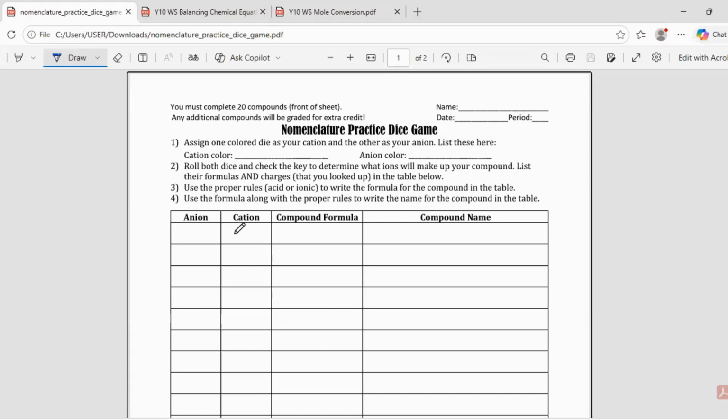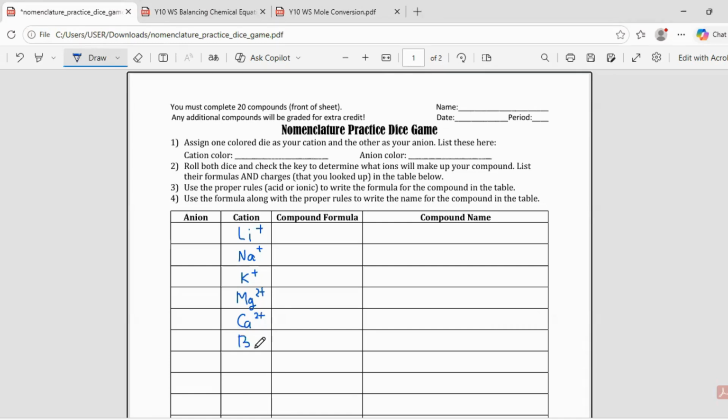For the cations, we can start with group 1. I have lithium Li+, Na+, K+. And then I will just use the first three ions in each group. For group 2, I have magnesium Mg2+, calcium Ca2+, and the other popular one is Ba2+.